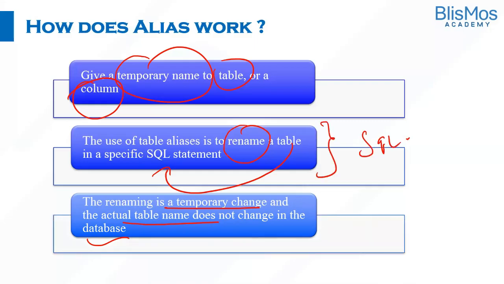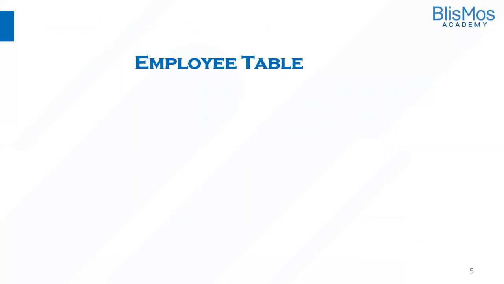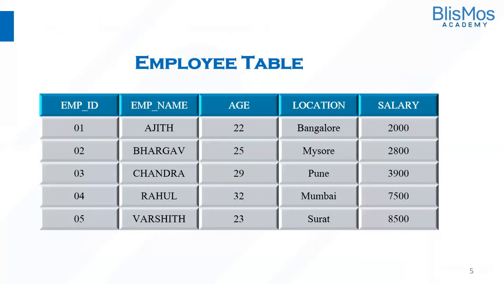Awesome. We understood what is alias, why do we need alias, and also how does alias work. Let us understand that with an example here. In this, we have an employee table with some 5 attributes, around 5 records.